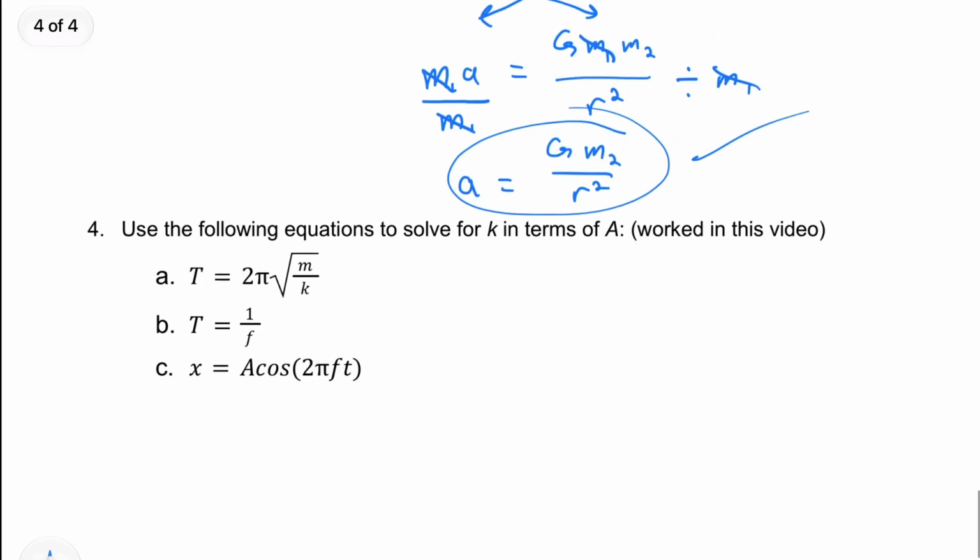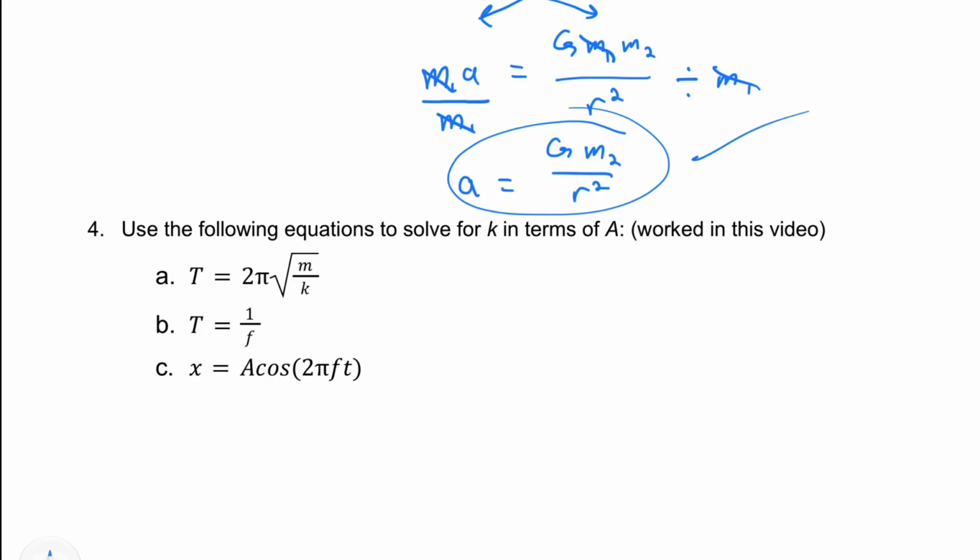All right, and last one. This one looks a little bit more complicated than some of the other ones we've come across so far. Use the following equations to solve for k in terms of a. We've got three equations. T equals 2 pi times the square root of m over k. T equals 1 over f. And x equals a times cosine of 2 pi ft.